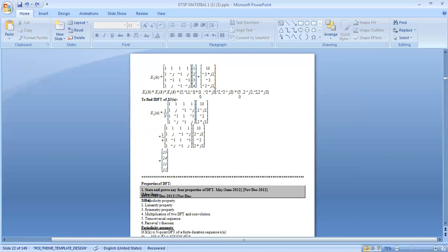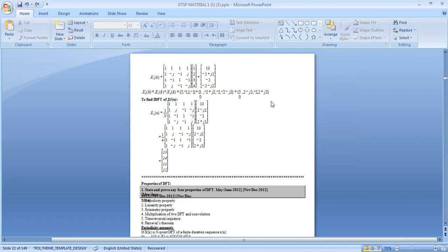So the first step, you have to find the DFT for x1 of n, we'll be getting x1 of k. Second step, you have to find the DFT for x2 of n, we'll be finding x2 of k. Third step, you find the value of x3 of k by multiplying x1 of k into x2 of k. Normal multiplication, so 1 into 0, 2 into 1.